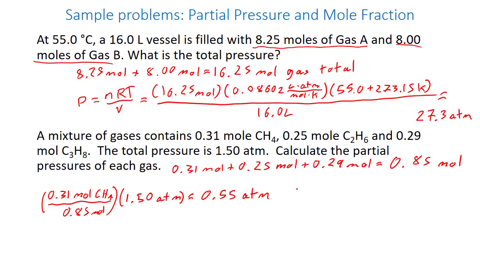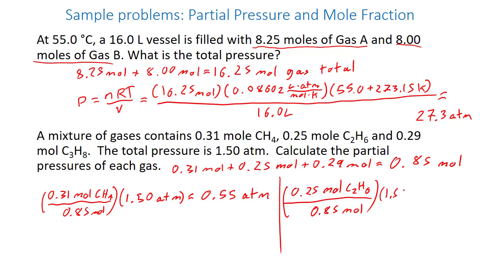Likewise, we can do a similar calculation for C2H6. So for C2H6, we have 0.25 moles of C2H6 divided by 0.85 moles total times 1.50 atmospheres, our total pressure, and I get 0.44 atmospheres is the partial pressure of C2H6 in this mixture.